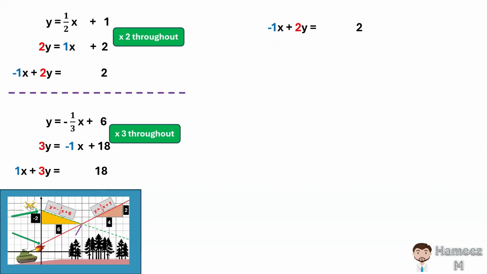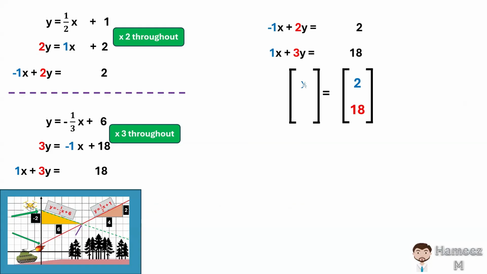-1x plus 2y is equal to 2. And let's pull out the other one. 1x plus 3y is equal to 18. So of course, we have 2 and 18. We could write that as a column matrix, 2, 18, as showing the results. And what do we have there? Each of those has x and y in it. Those are the unknowns that we want to find.